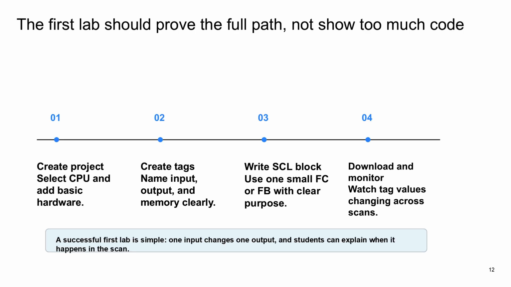Now this is lab practice. The task is about the first lab should prove the full path, not show too much code. Remember, create project. Also note, select CPU and add basic hardware. Practically, create tags. For students, name input, output, and memory clearly. In industry, write SCL block. Do this slowly. First make tags, then write logic, then monitor every important value.